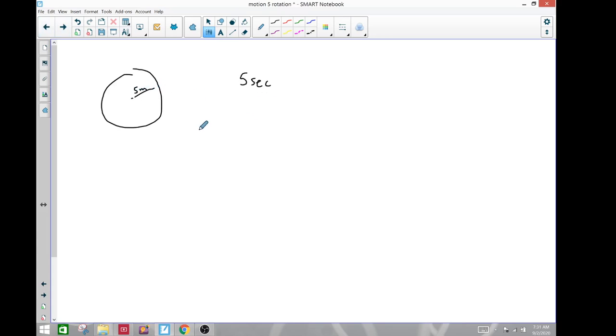We have two formulas. We have angular position equals initial angular position plus angular velocity times time plus 1/2 angular acceleration times time squared. And we have angular velocity at some time equals initial angular velocity plus angular acceleration times time. We want to do 5 seconds. This is going to tell me where I'm at with ball A in 5 seconds.